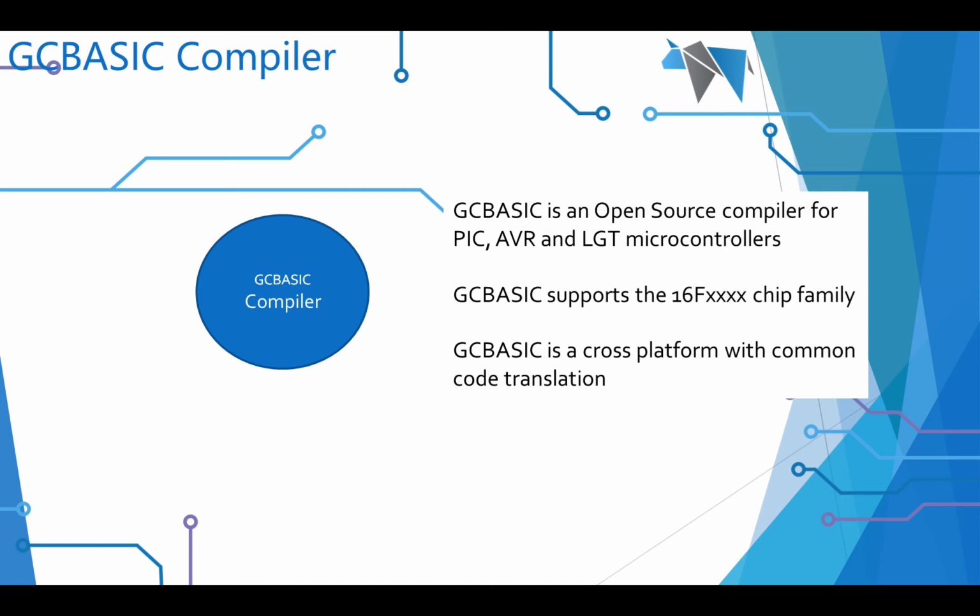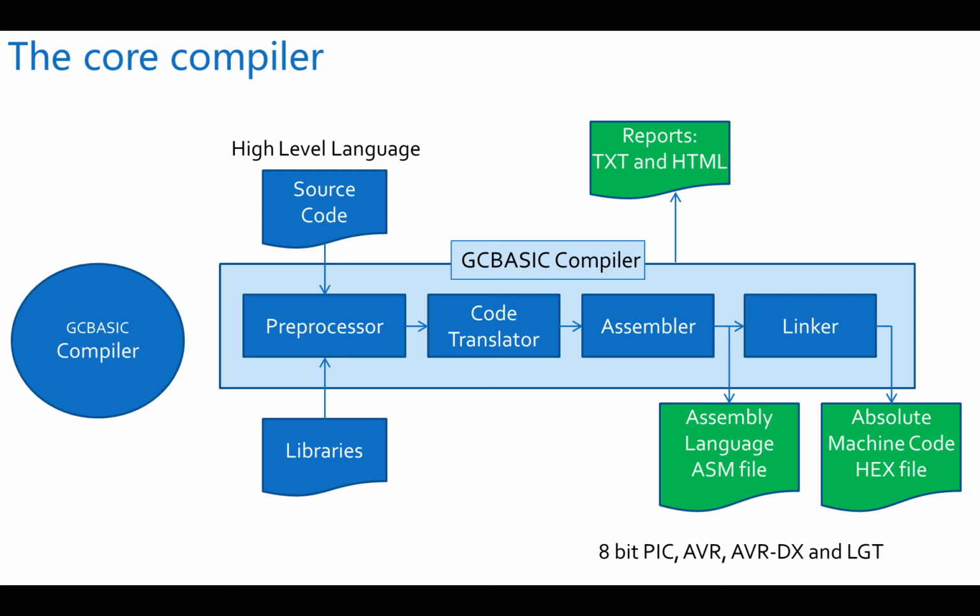I hope you got a good idea that GCBASIC is a capable open source compiler for these microcontrollers, and it's supported the 16F for a very long time. And it's cross-platform with common code translation. We can take the same code from a PIC and put it into an AVR or an LGT. I'm going to show you some more common code translation in this video.